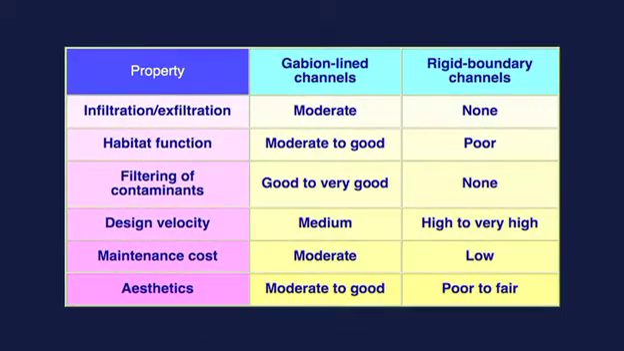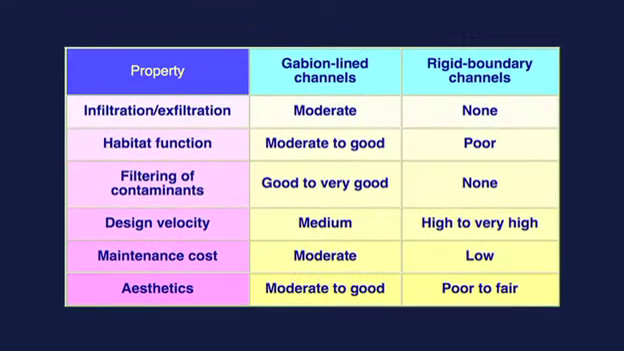This table shows a comparison of gabion-lined channels and rigid boundary channels. Gabion structures provide a compromise between the good conveyance properties of rigid boundary channels and the environmental friendliness of vegetated channels. Gabion structures provide moderate rates of infiltration, moderate habitat function, medium design velocities, and moderate maintenance costs and aesthetics. Gabions are also a compromise between riprap-lined channels and rigid boundary channels.